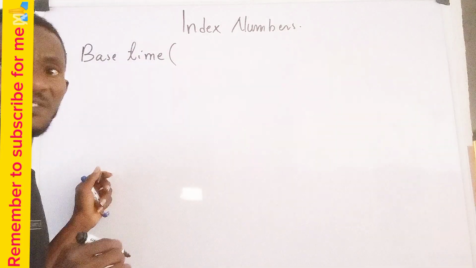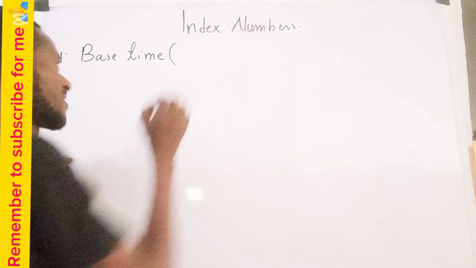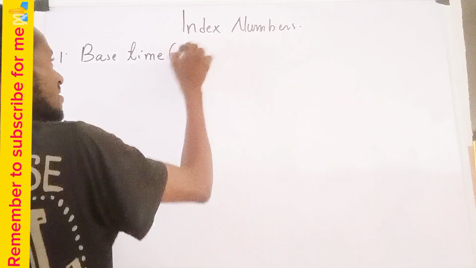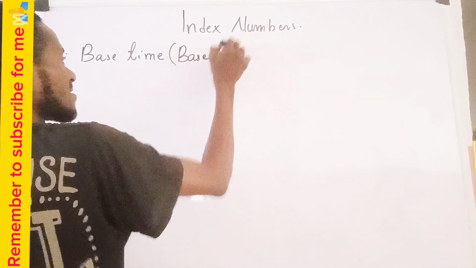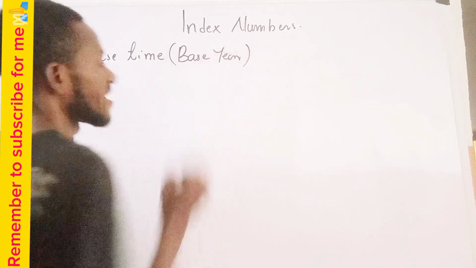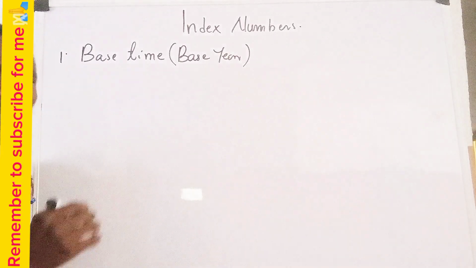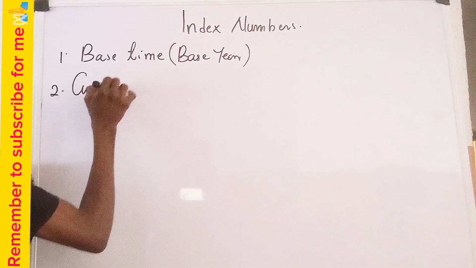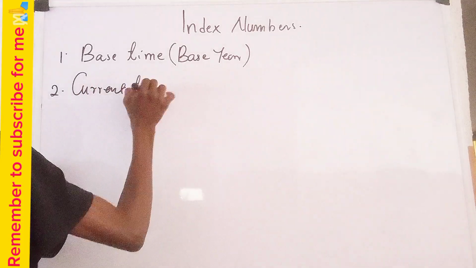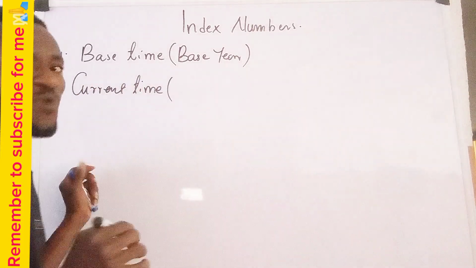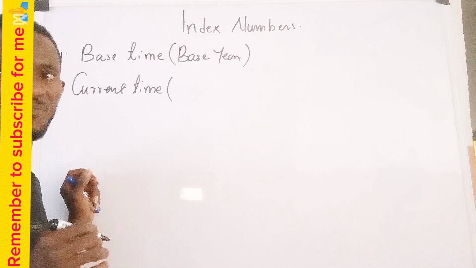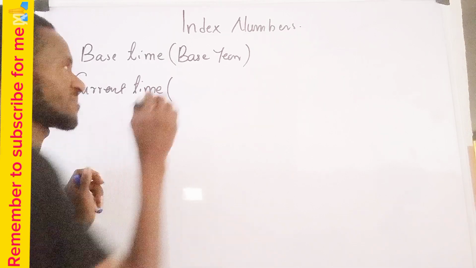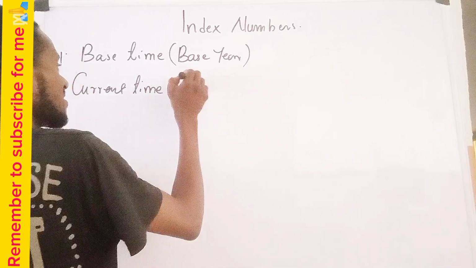Some people call this base time the base year. And then number two, what we call the current time. Some people equally call this current time the given time or given period.